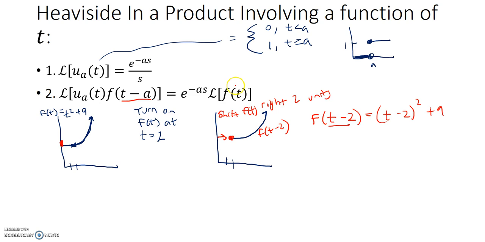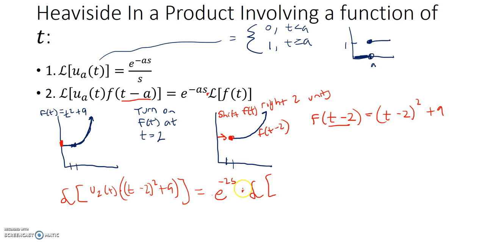This Laplace transform tells me that in order to find the Laplace, I've got to take the function that I have in its unshifted form and find its Laplace. So the Laplace transform of u sub 2 of t times t minus 2 squared plus 9, all that quantity right there, is going to equal e to the negative 2s times the Laplace of the function that I'm working with in its unshifted state.